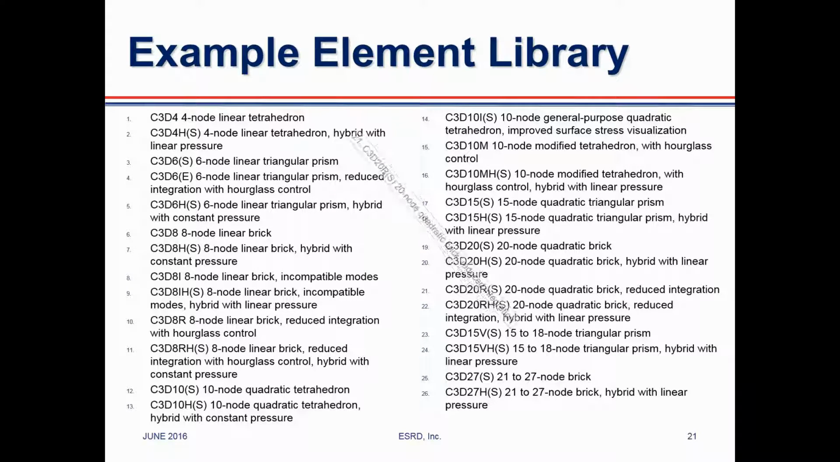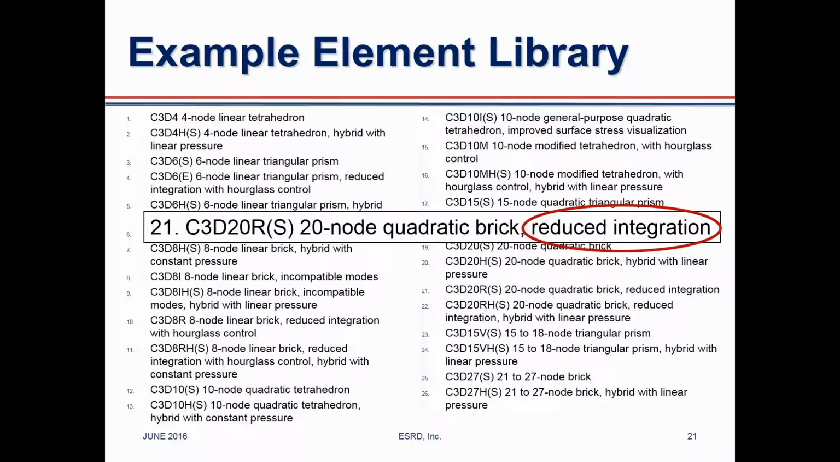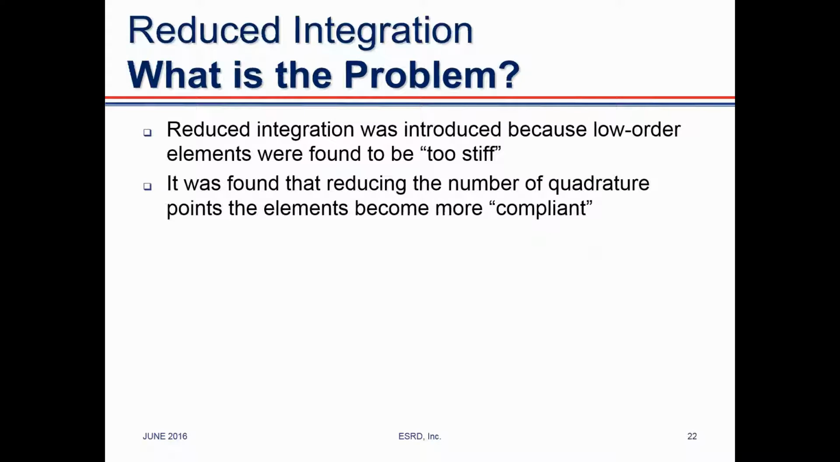But if you pick one element in particular here, a 20-node quadratic brick with reduced integration, the question is how to interpret what reduced integration means, and what is the problem. One of the things that was discovered back in the 1970s is that reduced integration was a way to answer the question of why the structure seemed to be so stiff. It was found that by reducing the number of quadrature points, the element became more compliant.